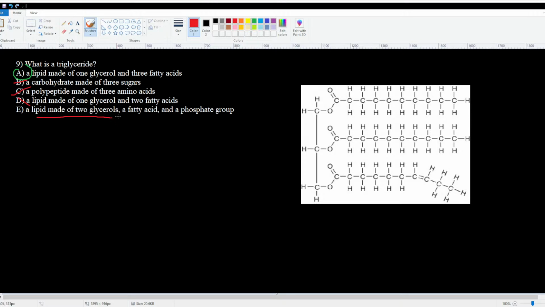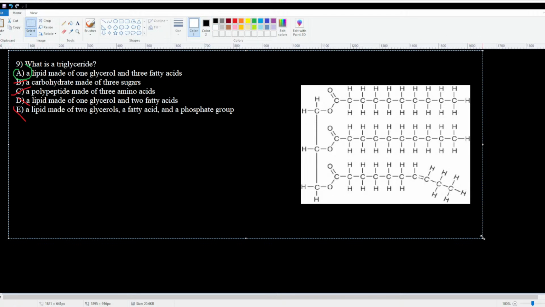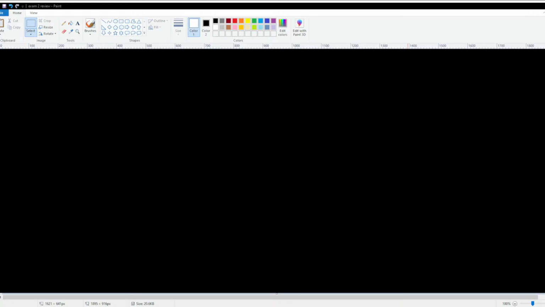And a lipid made of two glycerols and a fatty acid, a phosphate group, that's just intentionally confusing. That one's the most wrong, I guess we could say. So what is a triglyceride? One glycerol, three fatty acids. So moving on. That question is really easy if you know what a triglyceride is.